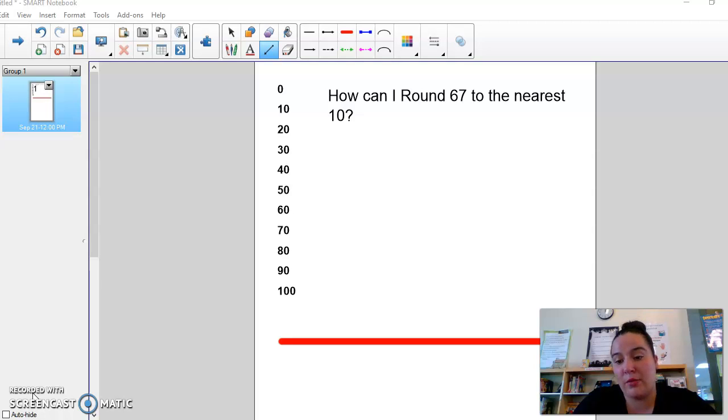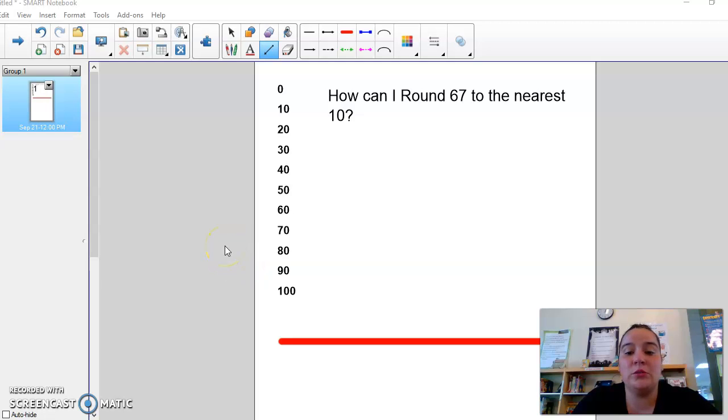Rounding is a math term that we use to figure out which 10 a number is closer to. So if you know how to skip count by tens, we're going to start by talking about that. 0, 10, 20, 30, 40, 50, 60, 70, 80, 90, 100. So when we're rounding, we're trying to figure out which one of these numbers, because they're each worth a certain amount of tens, a number is closest to.